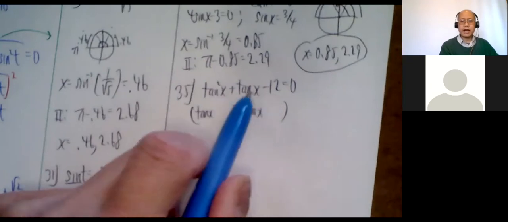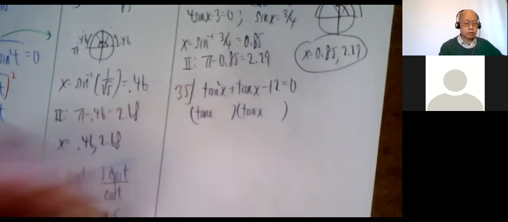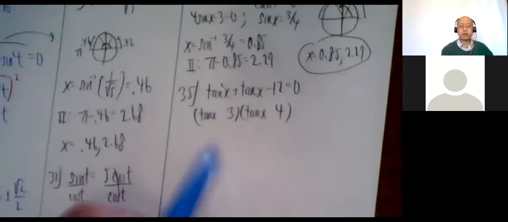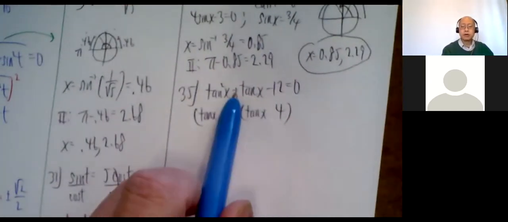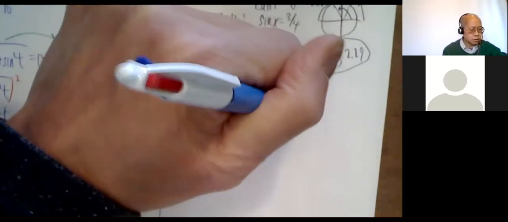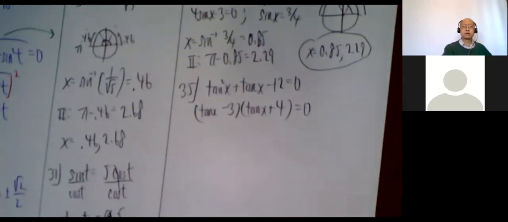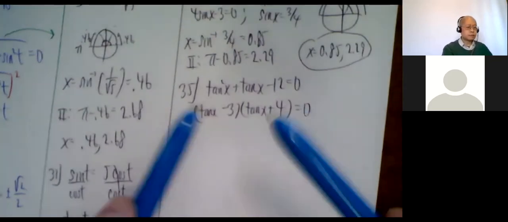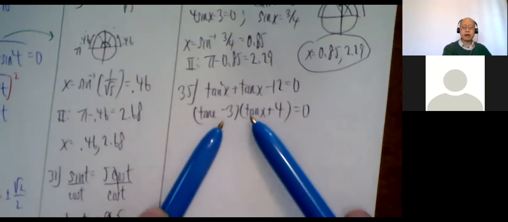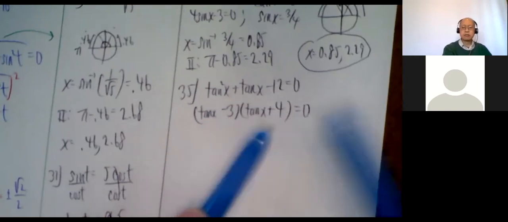Coefficients are 1 and negative 12. That would be a 3 and a 4, right? 3, 4. They're 1 apart. Product is 12. You want to end up with a positive, so positive should go with the bigger number. Okay. Double check. FOIL. Tangent squared x plus 4 tangent x minus 3 tangent x minus 12.